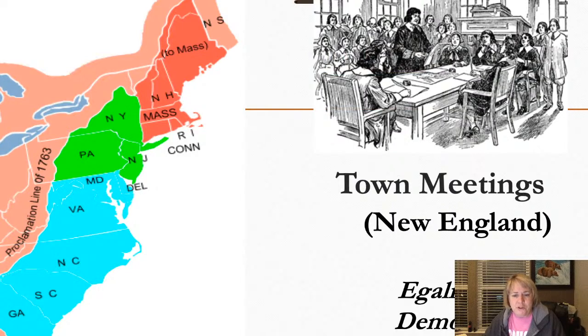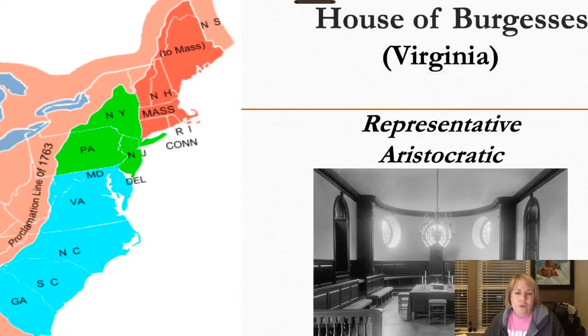There's your town meetings that primarily took place in New England, more democratic, egalitarian, because you had to be a property owner, you had to be a member of the church. And then the representative governments down in Virginia, like the House of Burgesses, which were a little bit more aristocratic because, again, you didn't have to be a member of church, but you had to own land. So we didn't have full representation, but there was some. And honestly, this is another reason for Bacon's Rebellion, because they didn't feel like they were represented in the House of Burgesses. Okay?